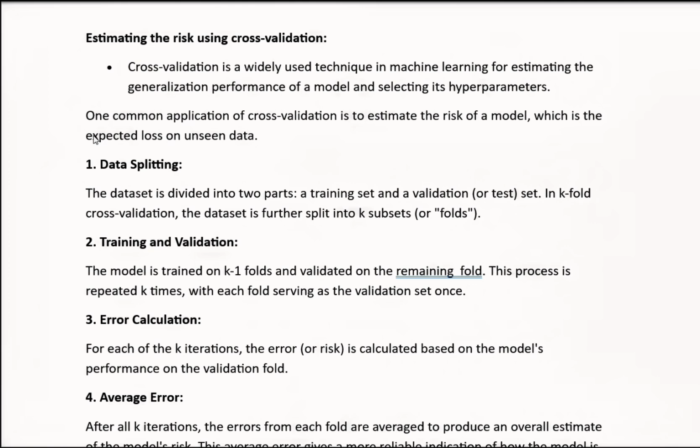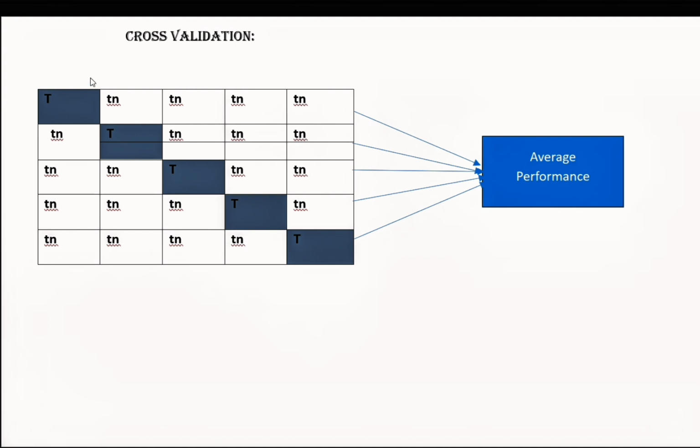The data is divided into five folds. Fold one, fold two, fold three, fold four, fold five. Iteration one, iteration two, iteration three, iteration four, iteration five. Here T is testing and Tn is training data.